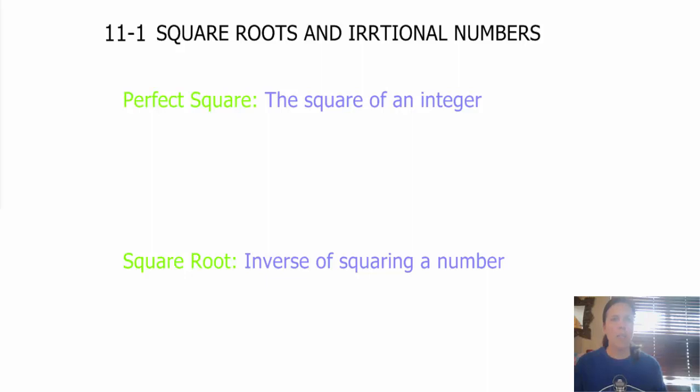Okay, today we're going to do 11-1, square roots and irrational numbers. That's not spelled right, I forgot an A in there. Okay, irrational numbers. So, perfect squares: the square of an integer.